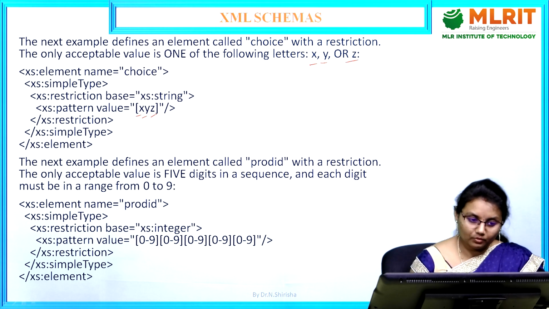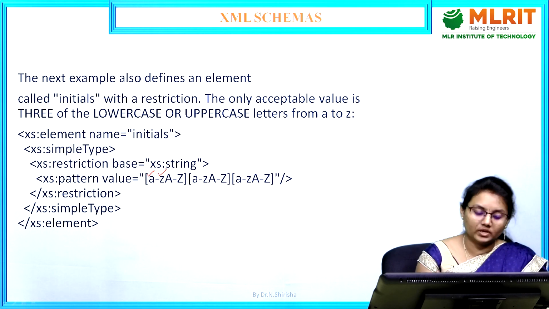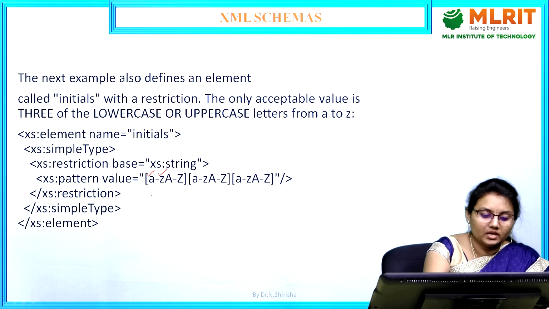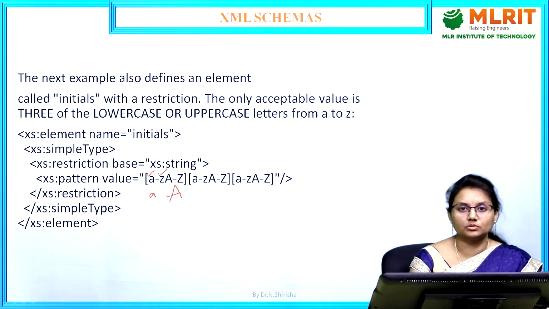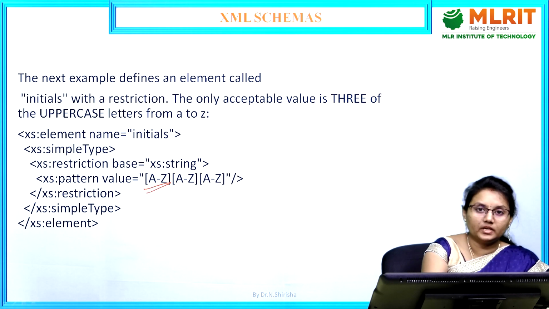So, here if you are giving A to Z, you are defining that from A to Z any value is okay. That's a pattern you are giving. So, if you are giving it this way, either A is okay, lowercase or uppercase, anything is okay. That is the meaning here. Okay, here only uppercase you are defining. This dash defines the range.